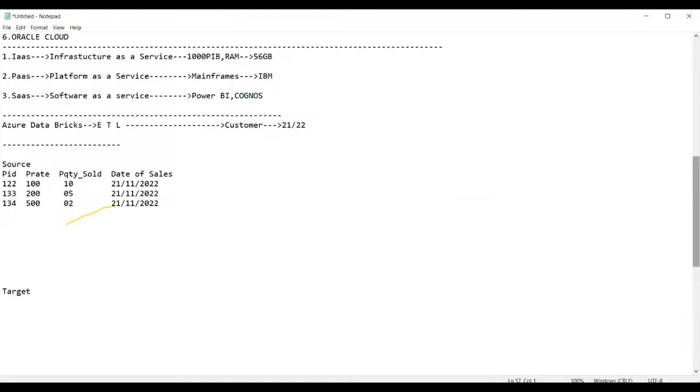Now the 21st data is already recorded. Do we have the 22nd data? No, so we will write the 22nd data. Simply, I'll copy this information and paste it here. But instead of these rates, I will make the rates 200, 300, and 1000. The product quantity sold stays as it is, but I'm changing the date to 22 for all of them.